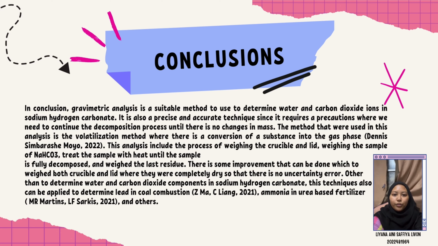There is some improvement that can be done, which is to weigh both the crucible and lid when they are completely dry so that there is no systematic error. Other than determining water and carbon dioxide components in sodium hydrogen carbonate, this technique can also be applied to determine lead in cold combustion, ammonia in urea-based fertilizer, and others.